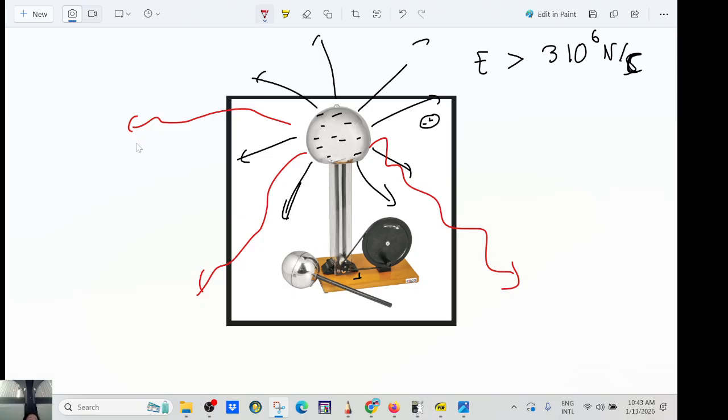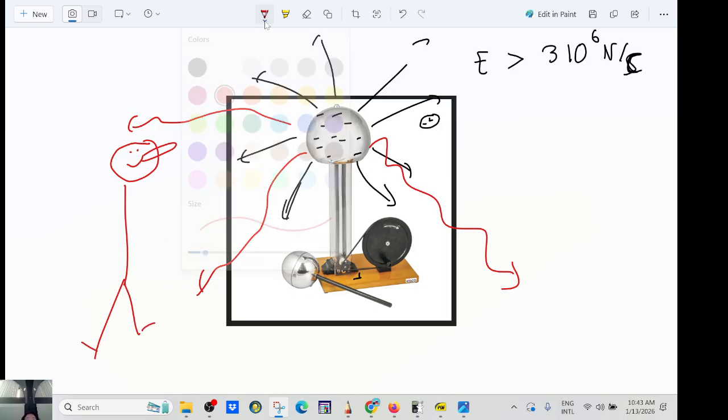How can you get a discharge? For example, if you come here with your big nose close to it, right? So what's going to happen? Here it's going to be all plus. Plus, plus, plus, but especially on the pointy thing here, right? Or it could be your finger, for example.